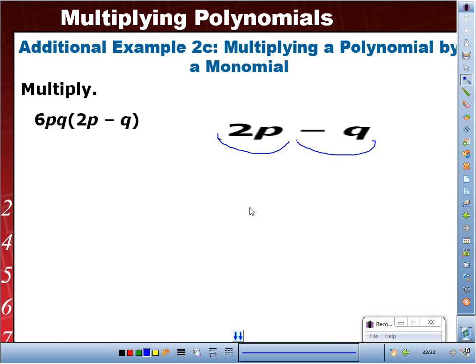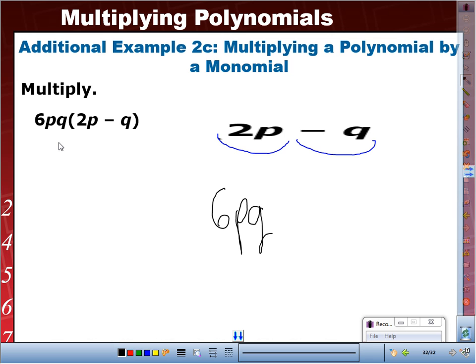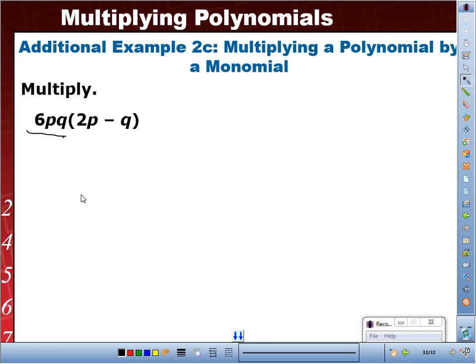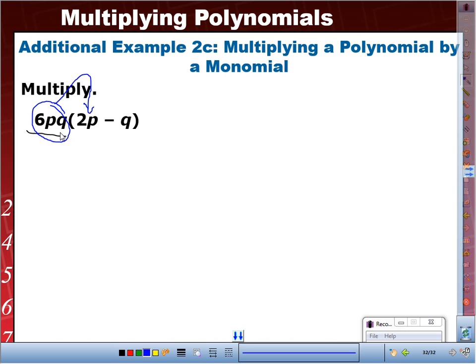Are we there so far? Okay. Since we are multiplying, that means the factor that's multiplying is 6pq. Does everybody see that here, right? So basically what I'm going to do is multiply this times this term and this times that term. Okay? So here we go. I'm going to multiply this one times the first term. And I said numbers times numbers, variables times variables.